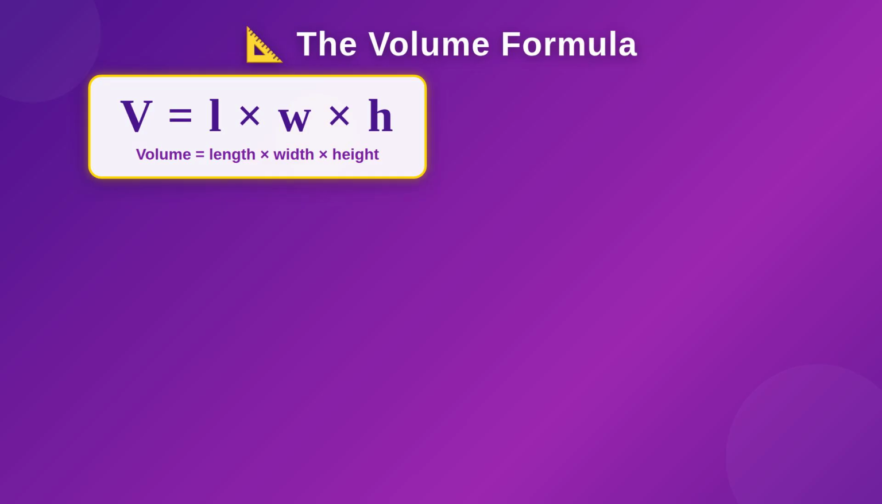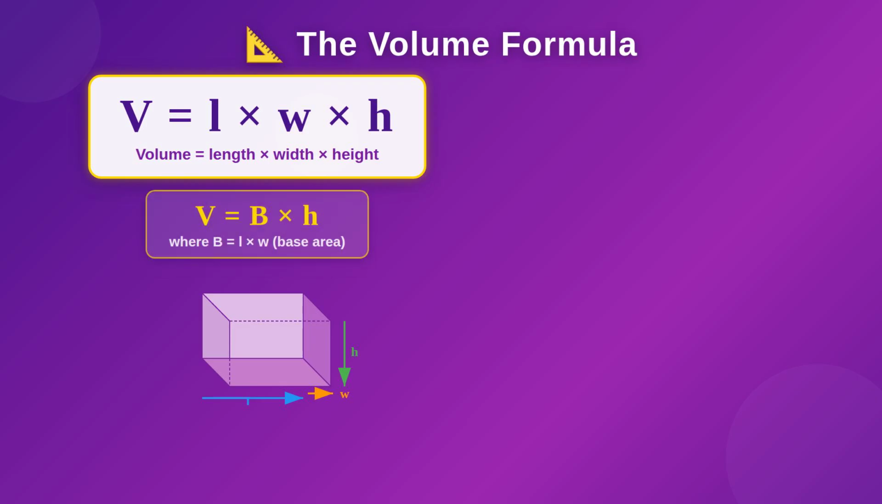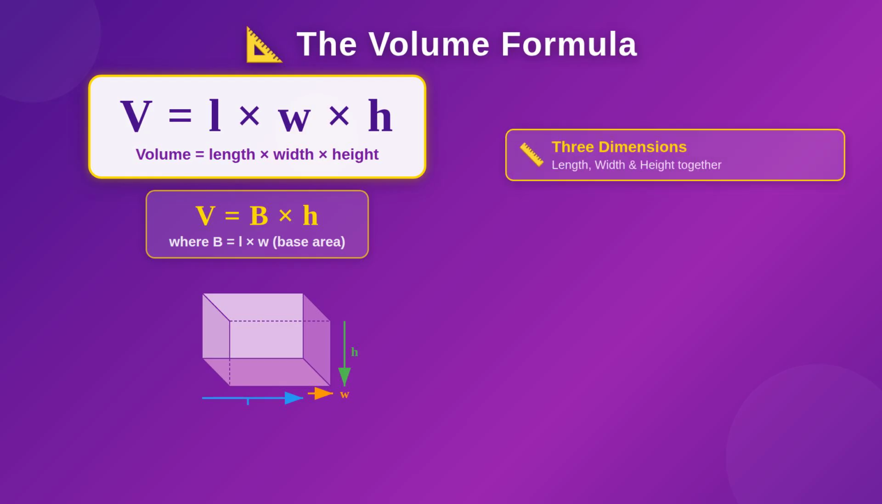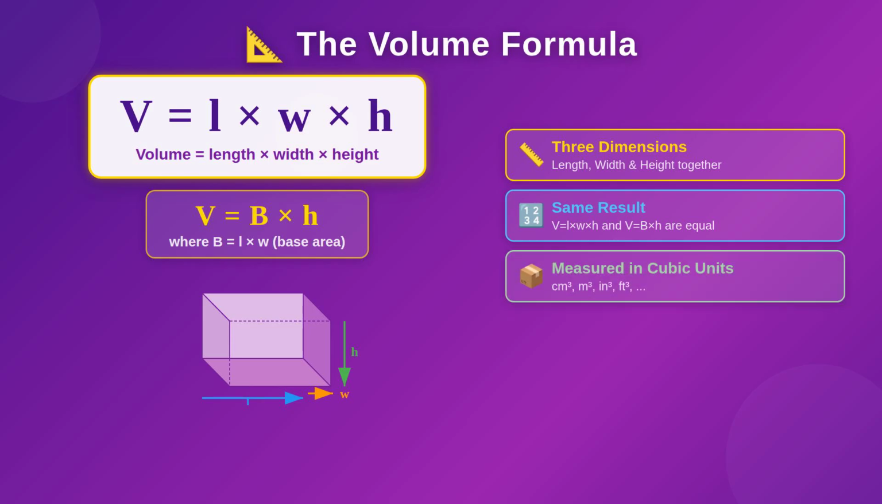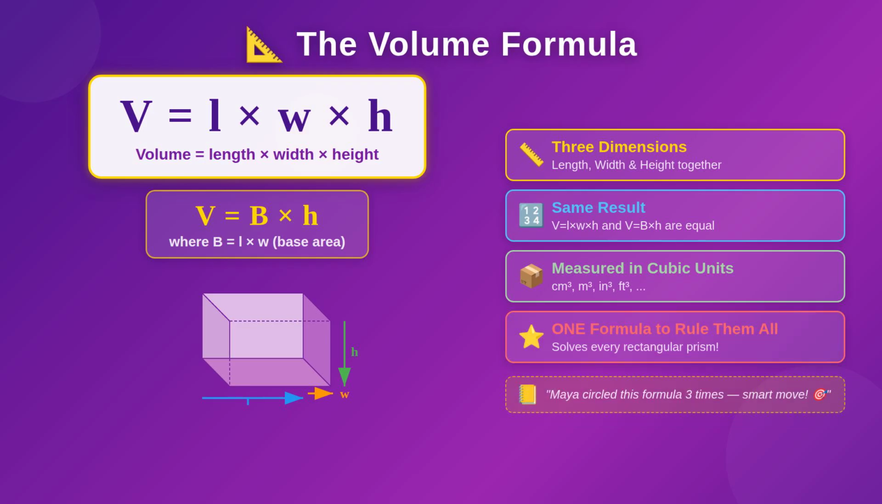Here it is, the formula that makes everything click. Volume equals length times width times height. We write it as V equals L times W times H. You might also see it written as V equals B times H, where B stands for the base area. That's just length times width already multiplied together. All 3 versions mean the same thing.